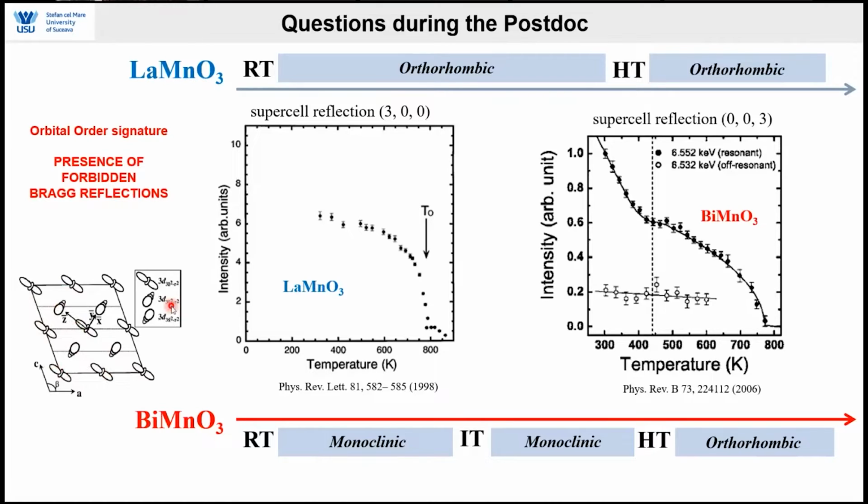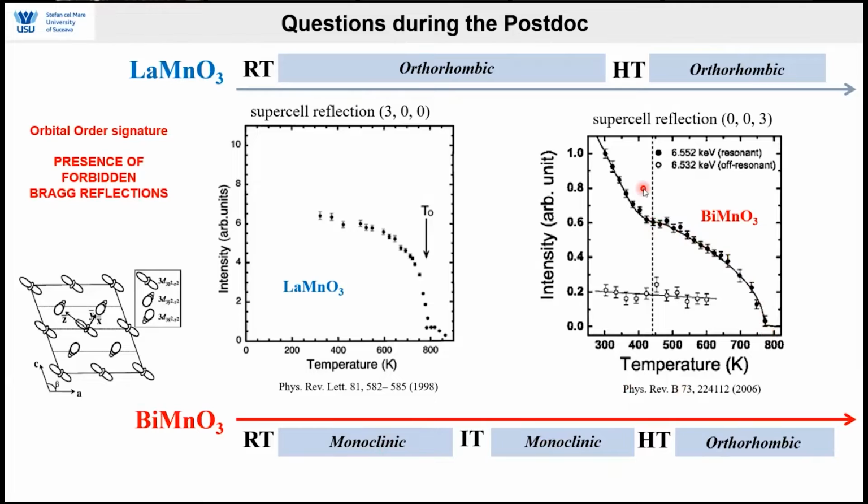Now, what puzzled me, or why I started to work on these two classes of materials, was the fact that if I looked at a similar parameter, again a supercell reflection, for bismuth MnO3, I saw that you actually have not just one transition, you have 3 transitions. At room temperature, the system has monoclinic symmetry. Then the intensity of this reflection goes down, has a change at around 400 Kelvin, then has another shape, and at 800 Kelvin goes to 0. So in principle, here you have a monoclinic to orthorhombic transition.